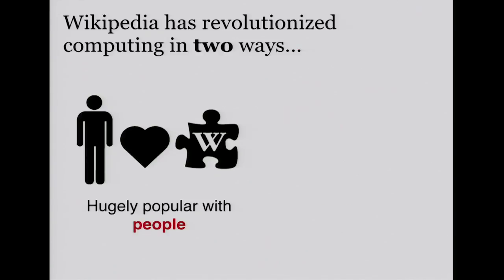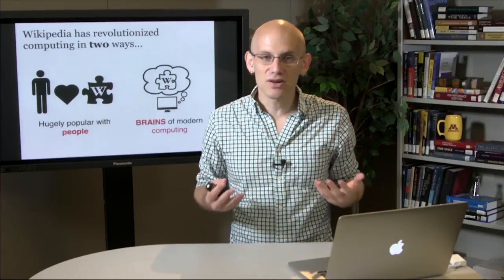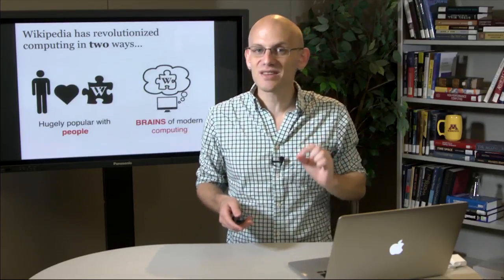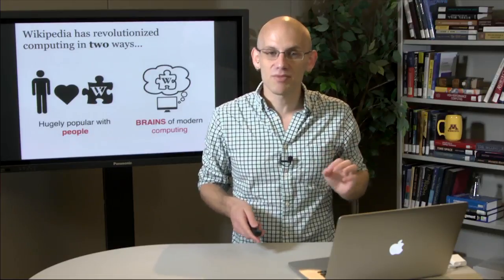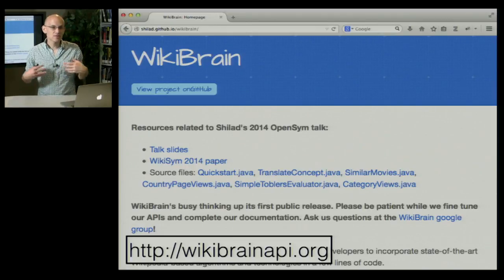Now, the second way Wikipedia and Wikipedia VGI have changed the computing world is that they have become an extremely important source of information for thousands of modern algorithms and technologies in computer science and related fields. In some ways, I really don't think it's a stretch to say that Wikipedia has become the brains of modern computing. And that is why we called our Wikipedia software library, which allows programmers to easily build Wikipedia and Wikipedia VGI-based applications, WikiBrain. Now in this week's assignment, you'll be learning the basics of how to use WikiBrain to build Wikipedia VGI-based applications, so that you too can have the tools to begin to participate in this Wikipedia-fueled spatial computing revolution.